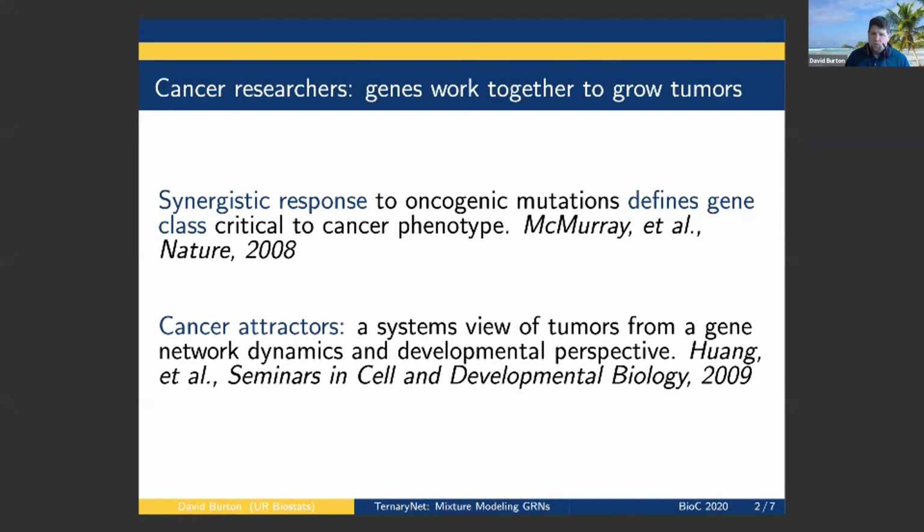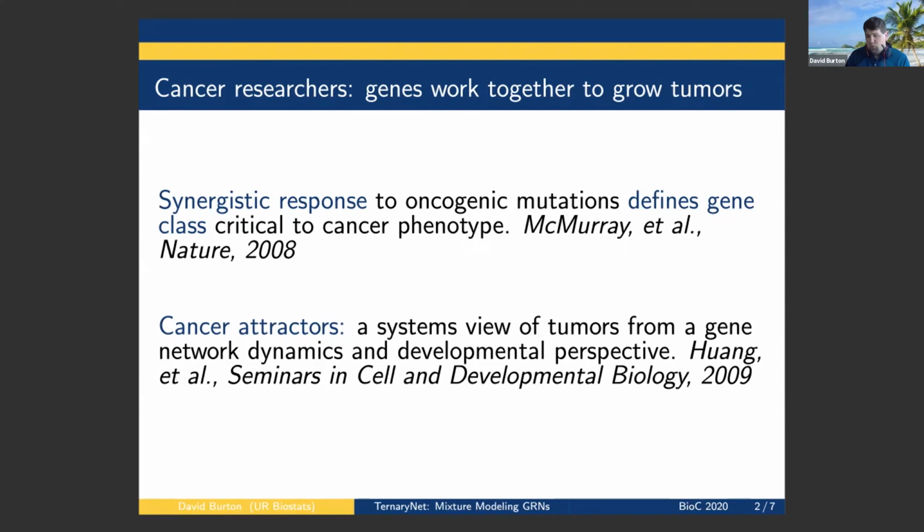Some of the motivation here is that cancer genetics researchers believe that genes work together to grow tumors. One of our collaborators, Helene McMurray, was lead author on a paper where they felt they had sufficient evidence that the genes were working so strongly together that they should just call those genes their own group or give them a new classification, that the gene class was working so strongly that it was affecting how they define cancer.